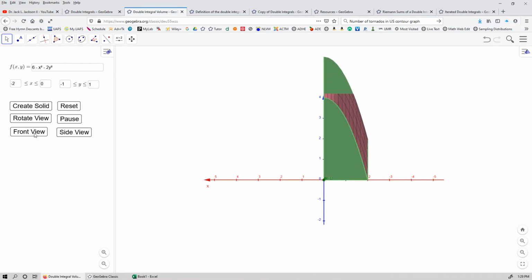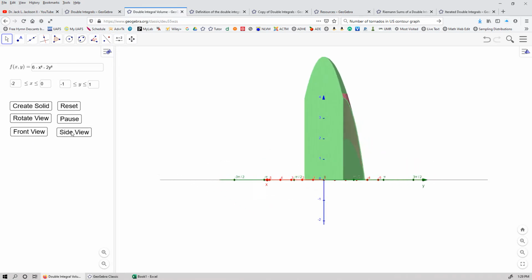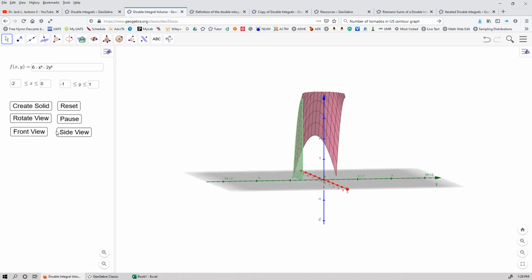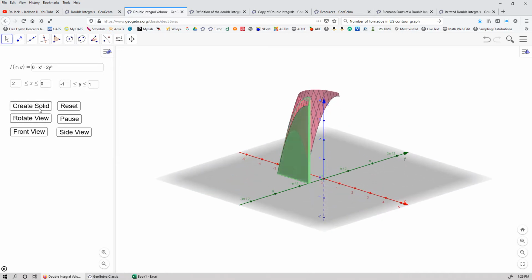So here it is from the front. Here it is from the side. Here it is there. So let's see if we reset that, and one more time. We're looking at filling up underneath the surface down to the xy plane, and we're looking at filling that in with a solid. So what we're finding here is a volume.